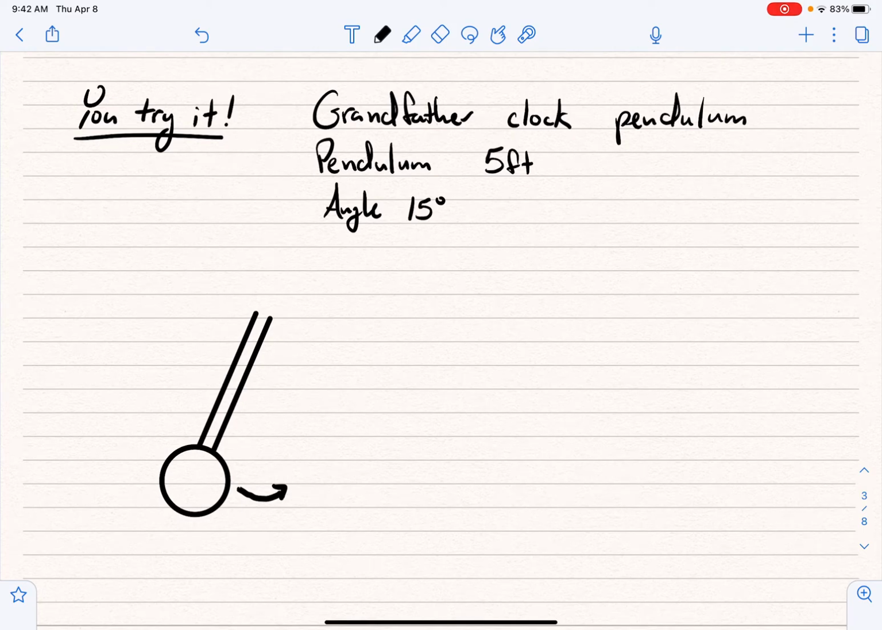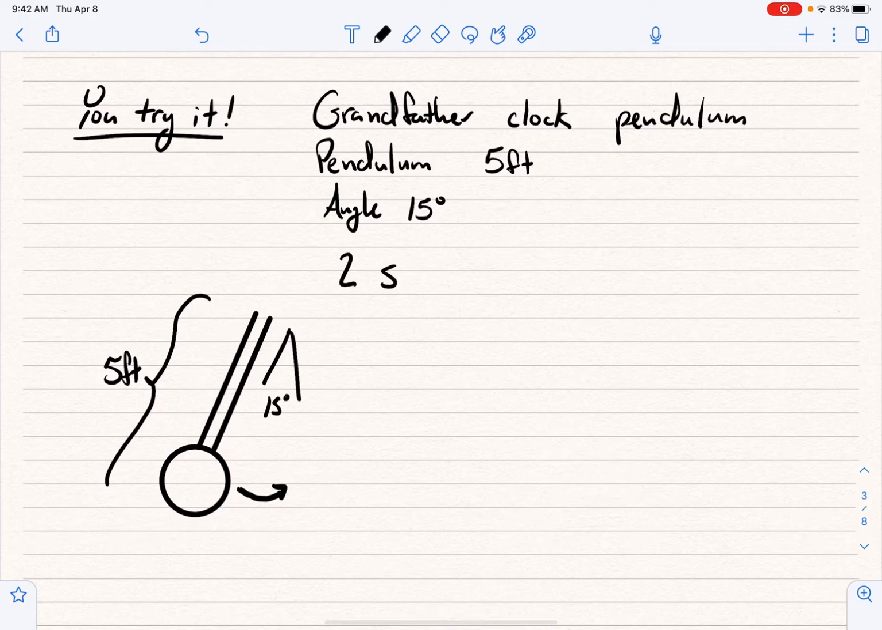Hopefully you know what a grandfather clock is, and if you don't, just picture a pendulum on a clock. We're going to say that the pendulum itself is some 5 feet long, and that the angle through which it swings is 15 degrees. And we're going to say that it takes 1 second for it to move from one side to the other, and then a second for it to move back. So I want to find out, how far does it travel in 2 seconds?